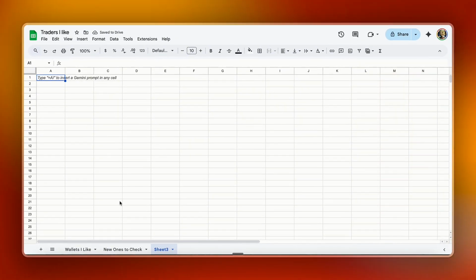So what I recommend you do is to start a Google Sheet, preferably in your Google Drive that you can save to your bookmarks tab to access at any time very easily, and name it something like Traders I Like. This is mine. I've got the wallets I like tab here, and then I've got new ones to check. Anytime I'm coming across wallets that look interesting to me, I'm adding them to my list. So then later on, I can come back and analyze them. So this is the first step of the process. Now let me show you where you can go about finding profitable wallets.